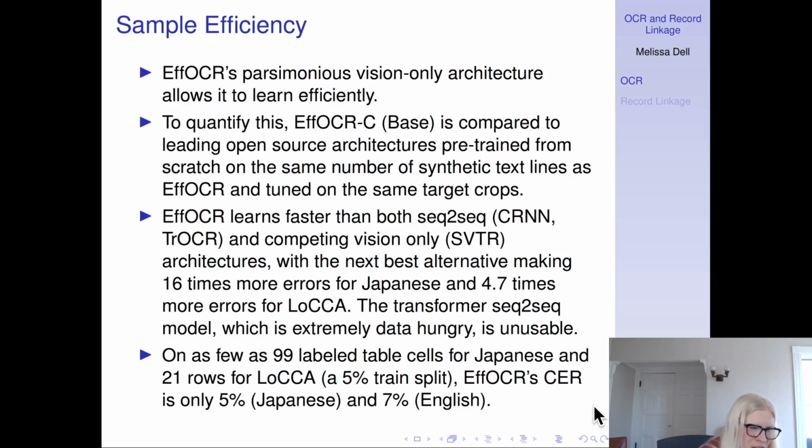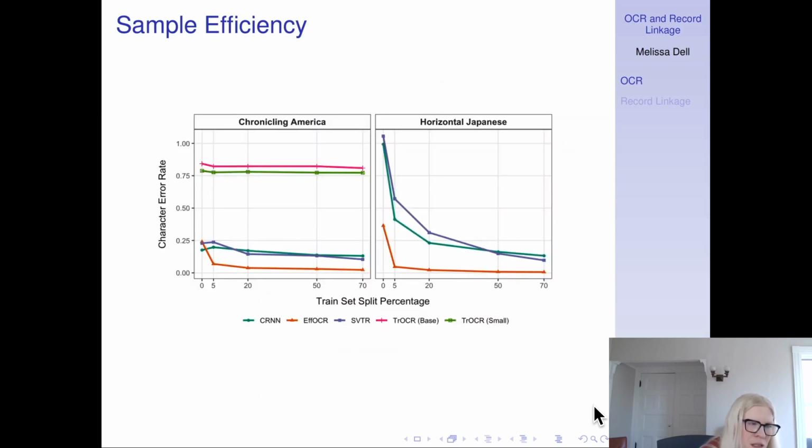And it's already doing pretty well. This is showing you results on Chronicling America and on the Japanese data with different train-test splits. 0% would be just synthetic data. You can see that already with a small number of labeled crops, EffOCR gets quite accurate compared to the others. And at a 20% train split, it's almost as good as at 70%.